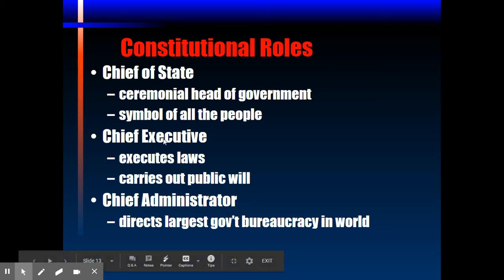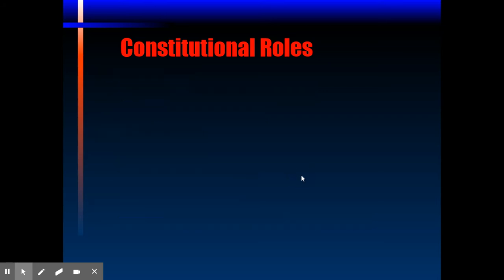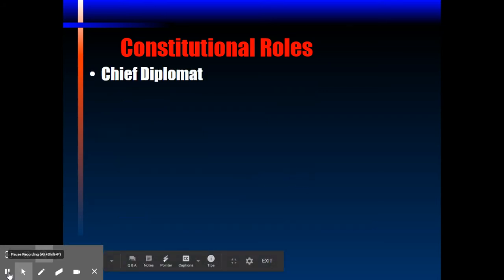Okay. The next thing is chief administrator. Of course, in order to do his job as chief executive, he has the largest bureaucracy in the world. So all of those departments, all of those hundreds of agencies, thousands and thousands of people working as part of the bureaucracy in order to carry out or execute the laws. Okay, so that's chief administrator.